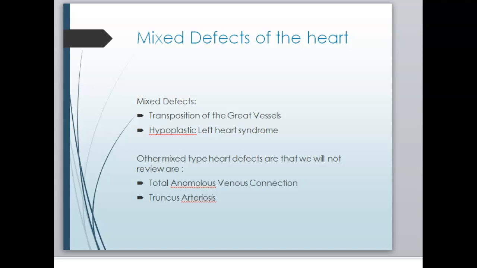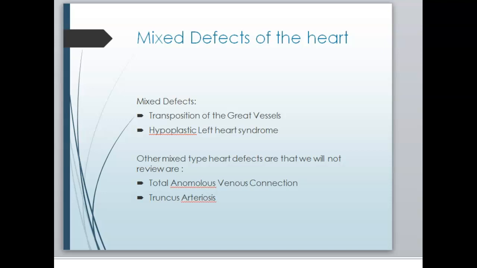Mixed defects of the heart include transposition of the great vessels and hypoplastic left heart disease. There are other mixed types of heart defects we're not going to review all of them. I don't expect you to have everything memorized, but to just have a general idea of that. But those would include total anomalous venous connection and truncus arteriosus.